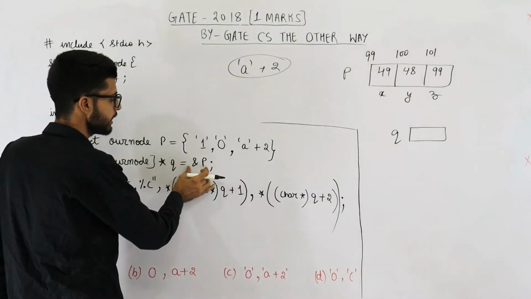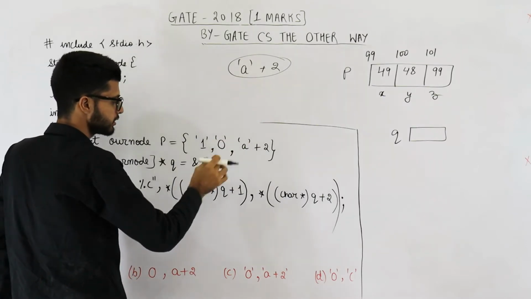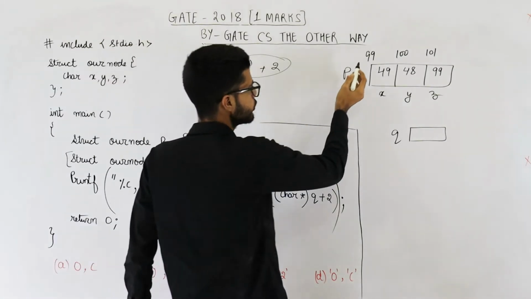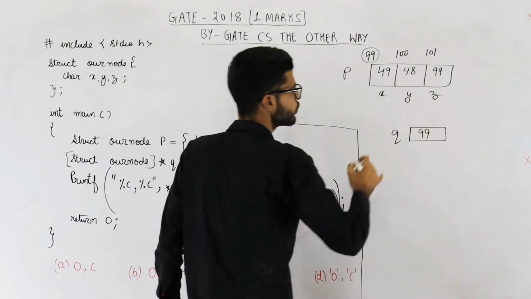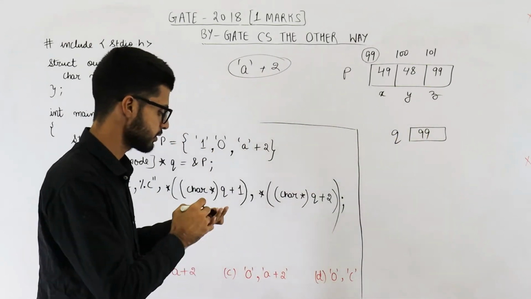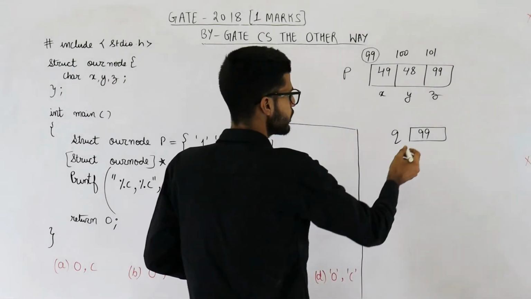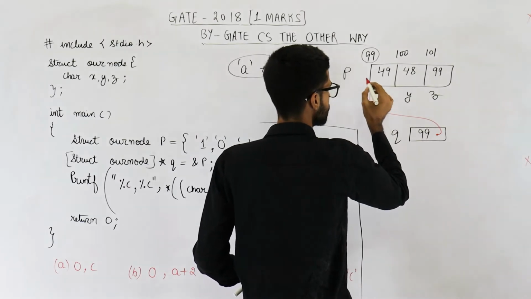We are trying to assign &P to this q. P is that structure. Writing & with P means the address of P. So what is the address of P? The base address is 99. So 99 is assigned to q. This means that q is pointing to the base address of the structure like this.